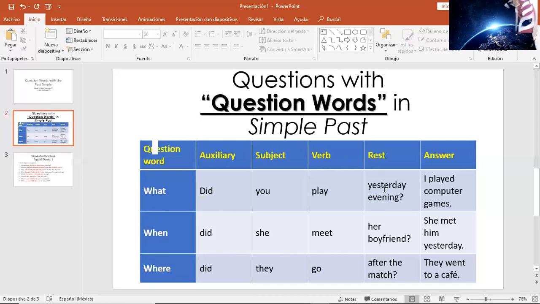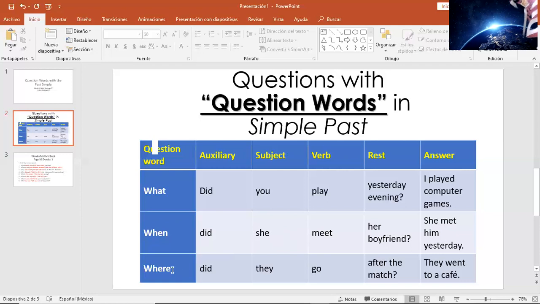And then the rest. Okay, let's take a look at the question. What did you play yesterday evening? ¿Qué jugaste ayer en la noche? I played computer games. Now, in this situation, the verb is in simple past because it's affirmative. For the affirmative form, we use the verb in simple past, okay? Only for the affirmative form. For the interrogative form, we have to use did and the verb in present. So in this case is, when did she meet her boyfriend? ¿Cuándo ella conoció a su novio? She met him yesterday. Ella lo conoció ayer. She met him yesterday. Can you imagine?